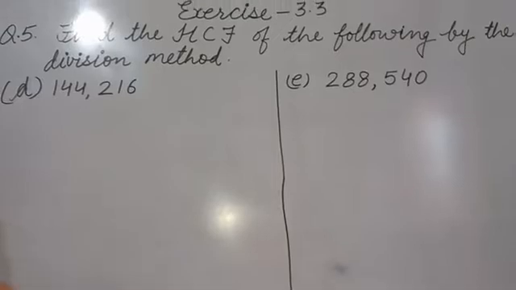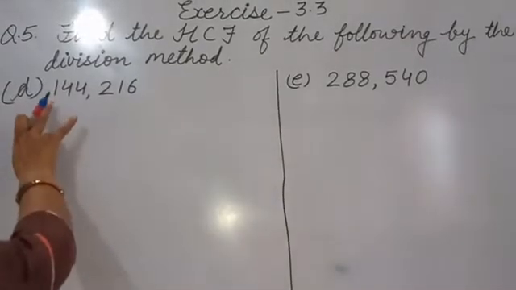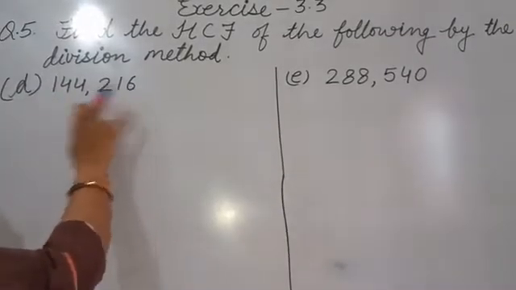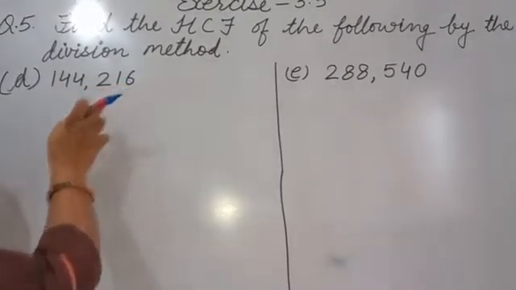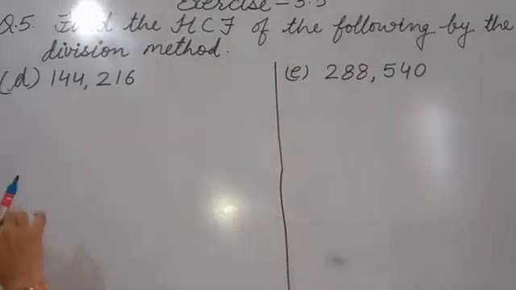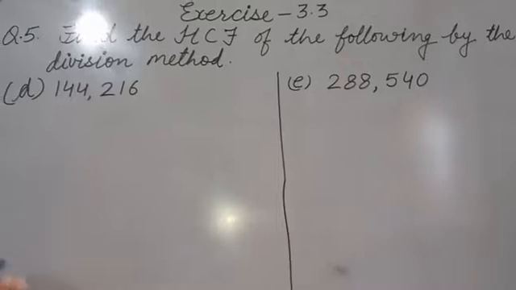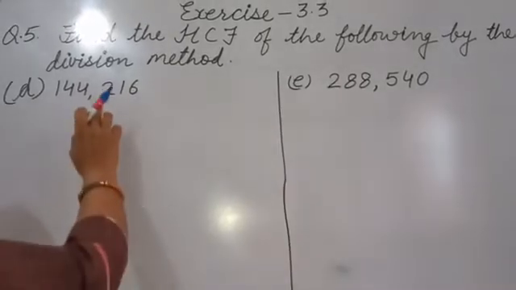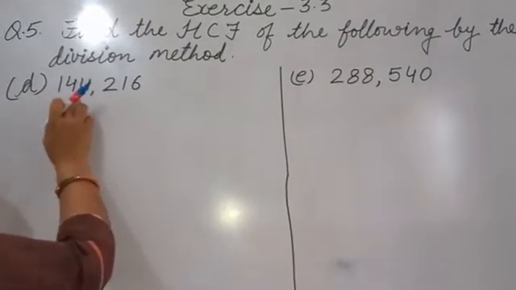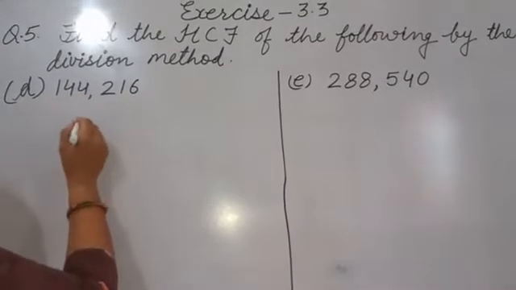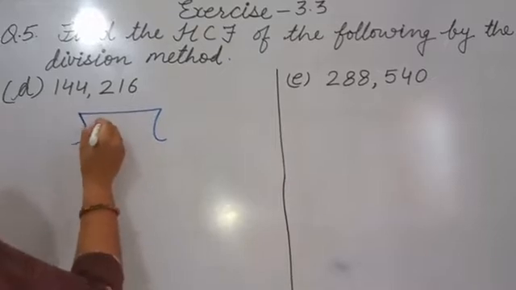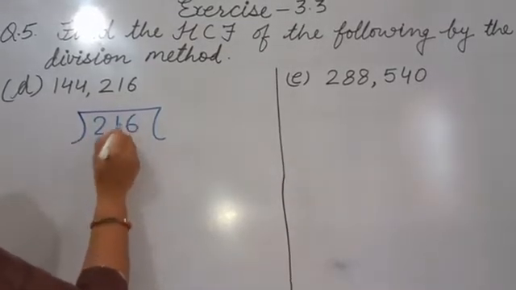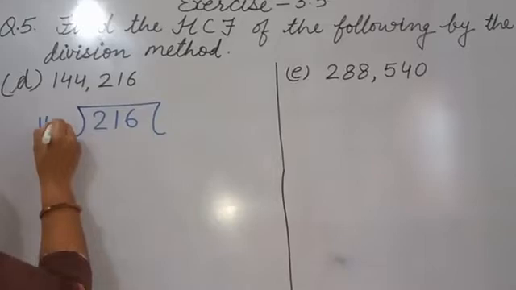First of all, you will see that in D part there are two numbers, 144 and 216. So first of all, which number is big? That you will take as a dividend, and which number is small? That you will take as a divisor. Okay. This is like the long division. So 216 is big and 144 is small. So we will take the long division symbol like this. Now dividend is 216 and divisor is 144.